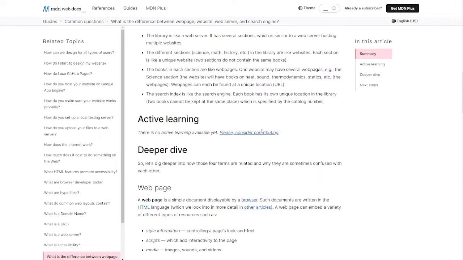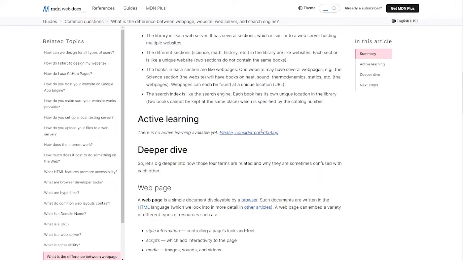Two sections do not contain the same books. The books in each section are like web pages. One website may have several web pages. The science section will have books on heat, sound, thermodynamics, statics, etc. Web pages can each be found at the unique URL.